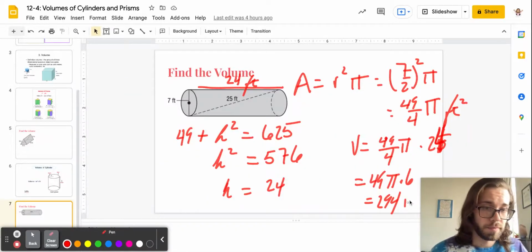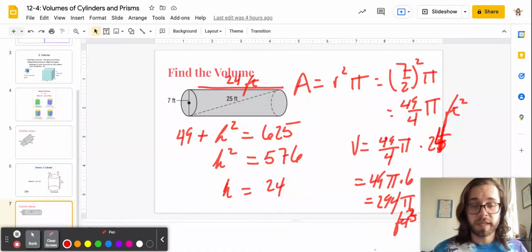So there it is. All right, and I'm going to leave it as is. Oops, not squared, cubed. All right, so that is how you find the volume of a cylinder.